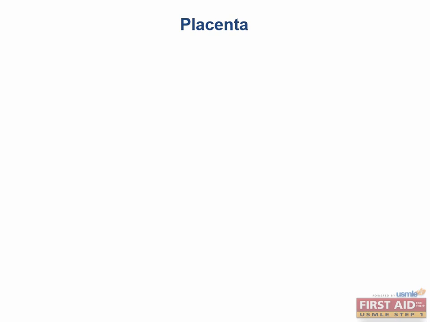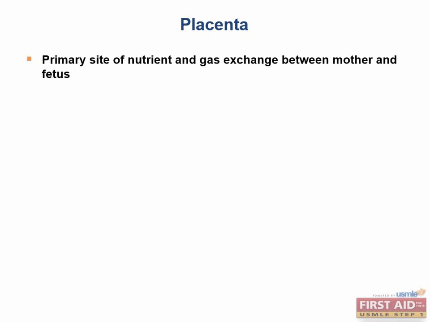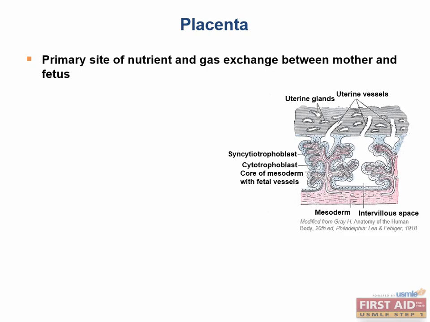So the placenta. We've mentioned it a few times now, but what exactly is it and what does it do? The main function of the placenta is nutrient and gas exchange between the mother and the fetus. So you can see here in the image, the uterine vessels and uterine glands, so this would be the mom's side, whereas these with the syncytial trophoblast, cytotrophoblast, this would be baby's side.